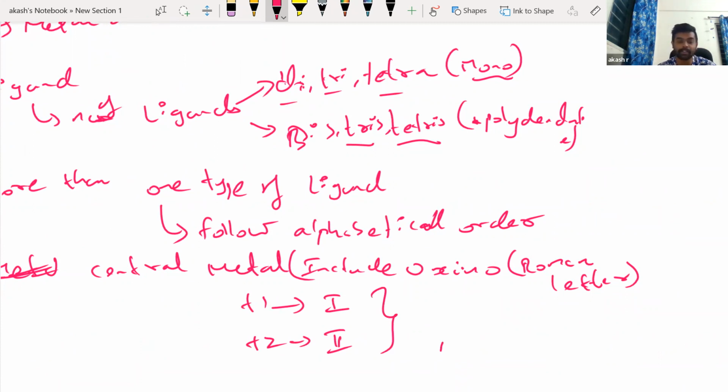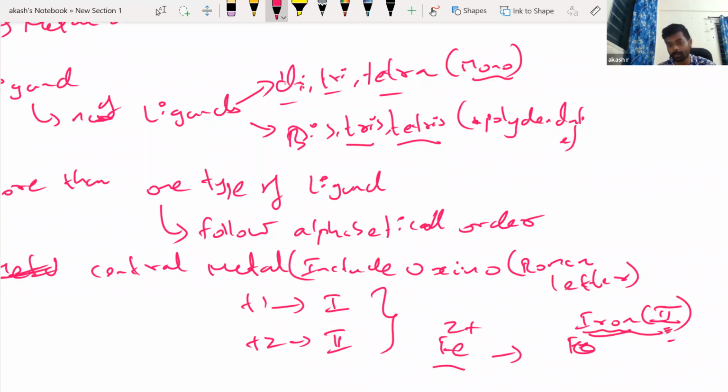So for example, if iron is in the +2 oxidation state, how do you write this? Iron(II). You'll write it like this in the brackets. You write the full name of the metal, iron, and then you write the oxidation number in brackets, in Roman numerals.